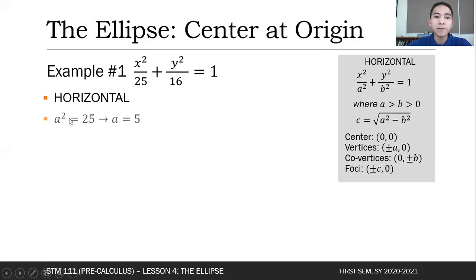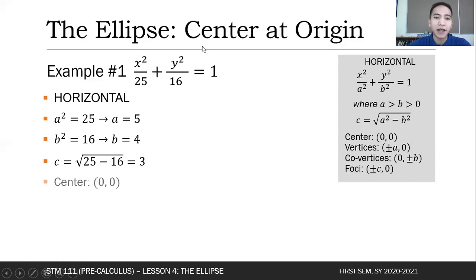Yan. So obviously, this is 25. Yan yung mas malaki. Yan yung a squared. Okay. So 25. So a is 5. 16 is our b squared, which means b is 4. Then we apply this formula for c para mahanap natin ng c. So 25 minus 16, the square root of that one, and the final answer is 3. Okay, so c is 3. Dahil meron ka ng values ng a, b, and c, makahanap mo na ang mga points na ito.